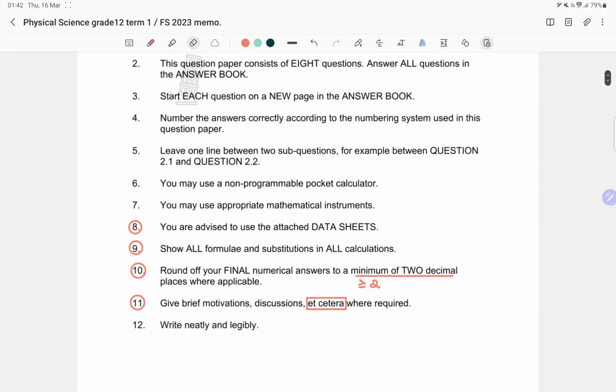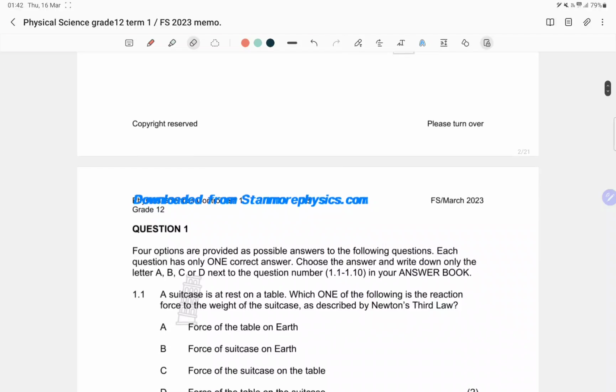I cannot overemphasize instructions. Important is to notice that you are given a data sheet. You are to consult it if you need it, but you're not forced to use it. And then the next one is to show all formulae and substitutions in all calculations, because this is where you score marks. And then the rounding off of numerical answers is to a minimum of 2 decimal places. This means 2 or more. And then here you can give a brief motivation, a discussion, etc. where required. Okay, so let's move on.